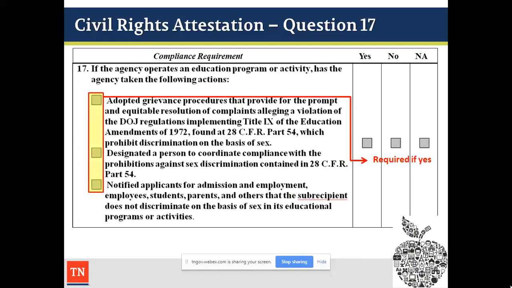Question 17 applies to those that operate an education program or activity. And so if you do, and you feel that this question should be yes, make sure that you are doing all three of these things. If you're not, then you must answer the question no.